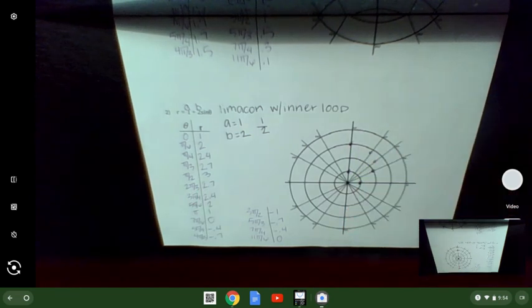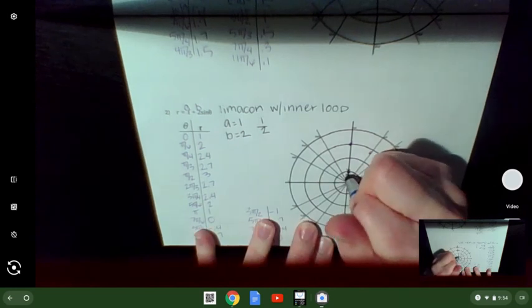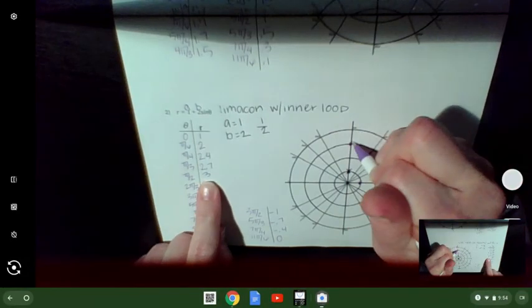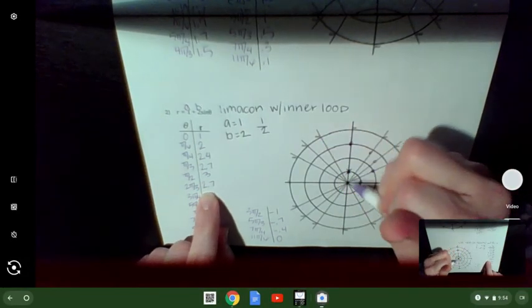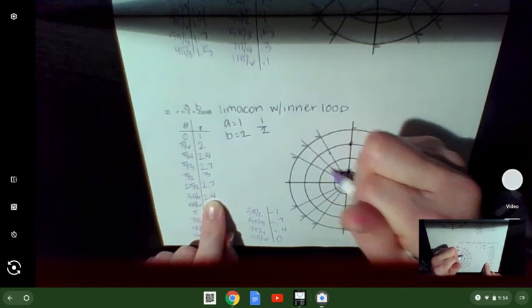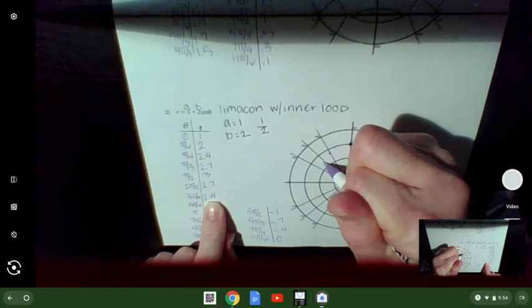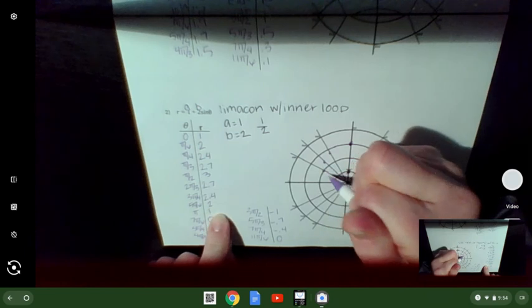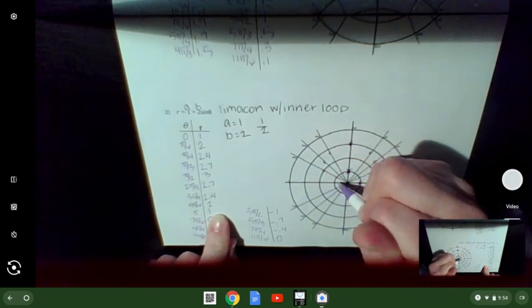I don't know why I put a point there. I wish I had white out, but that definitely should not be there. We are at 3 out. 2 pi over 3, we're at that 1.7. 3 pi over 4, 1.4. 5 pi over 6, 1.2. Pi, we are 1 out.